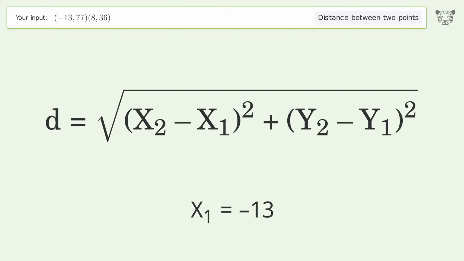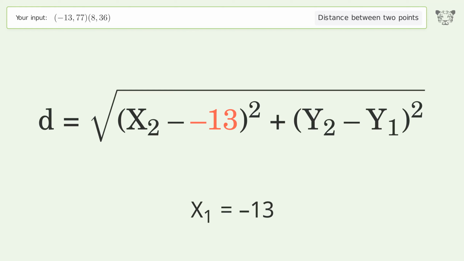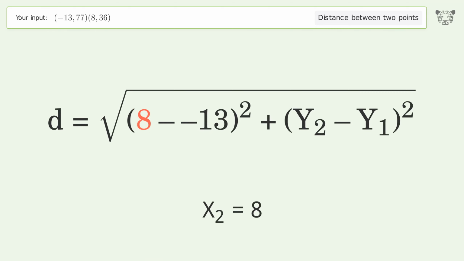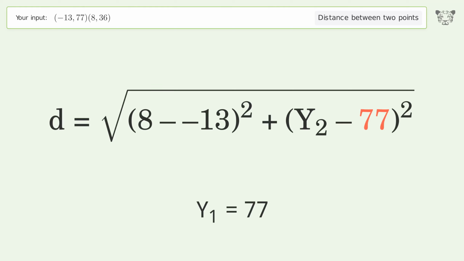x1 equals -13. x2 equals 8. y1 equals 77. y2 equals 36.